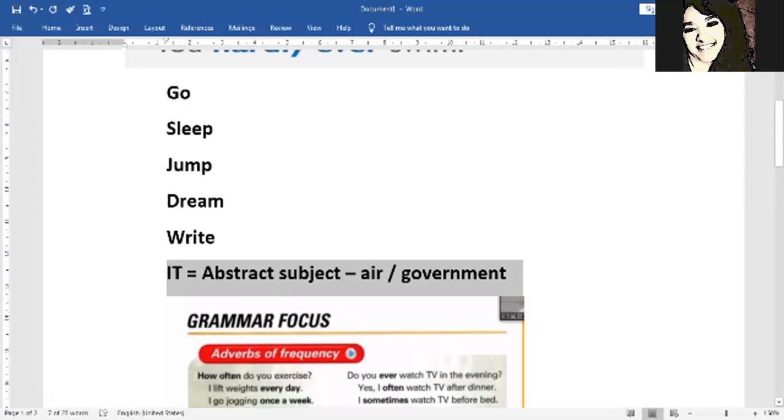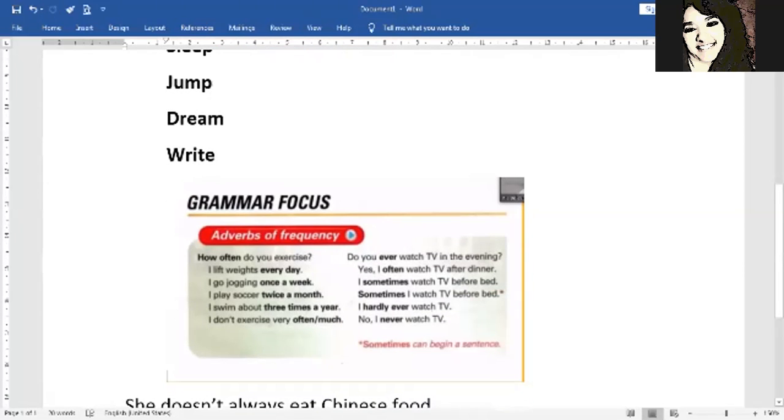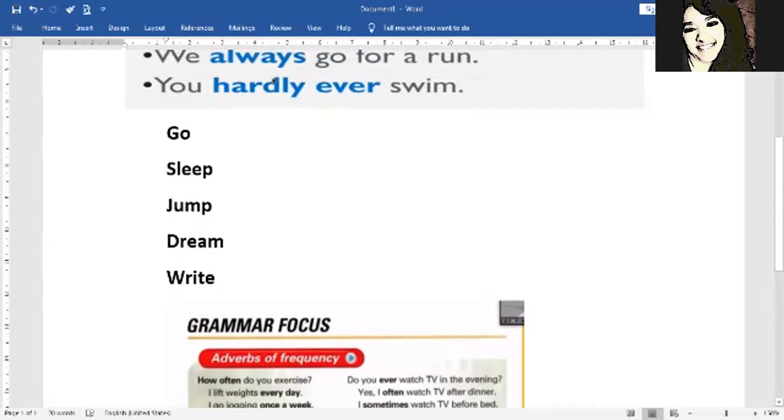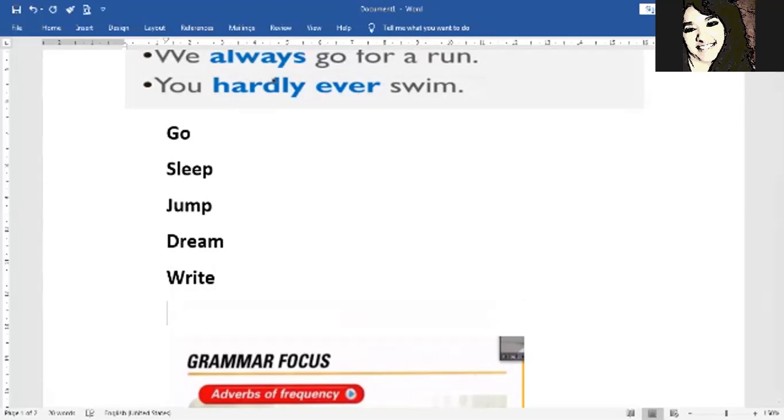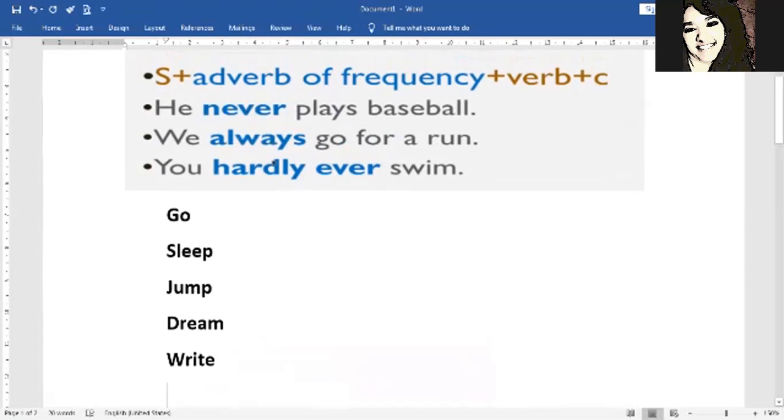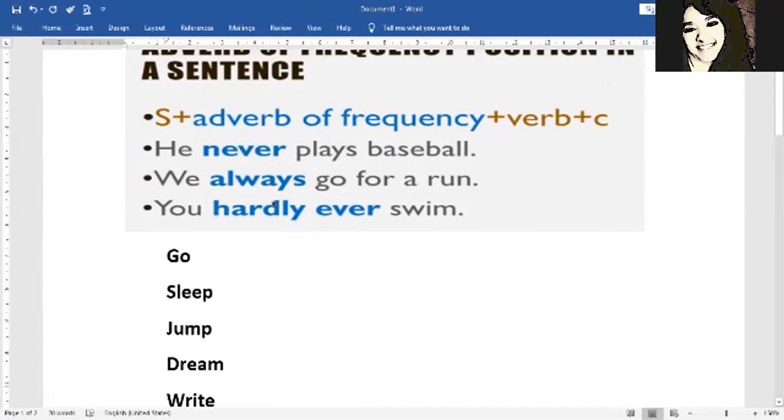Got it? Okay, the government builds houses for the poor. El gobierno construye casas para los pobres. The government builds, obviously the third person, okay? Builds houses. Okay. So, let's look at the structure again. Subject, frequency adverb, the verb, and the complement.